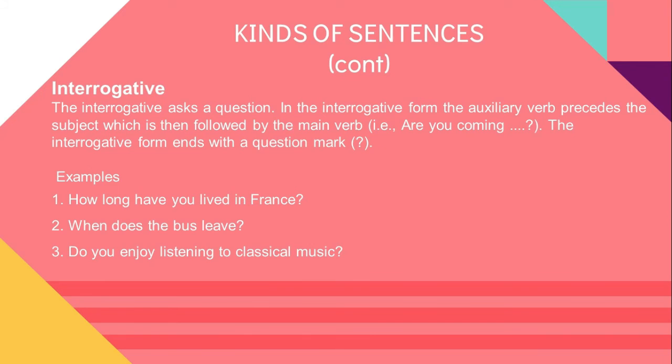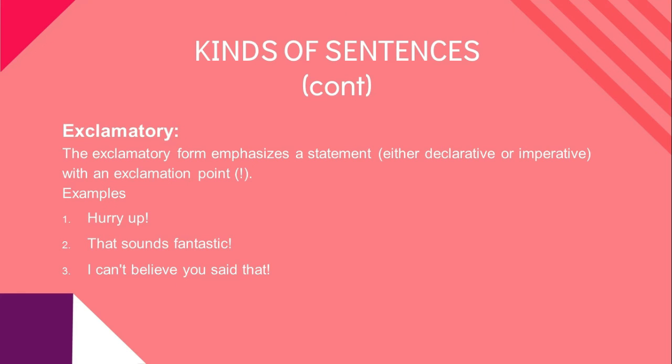Interrogative. The interrogative asks a question. In the interrogative form, the auxiliary verb precedes the subject, which is then followed by the main verb. Are you coming? The interrogative form ends with a question mark. Examples: how long have you lived in France? When does the bus leave? Do you enjoy listening to classical music?